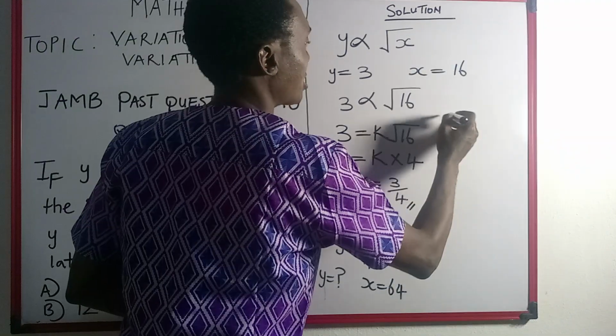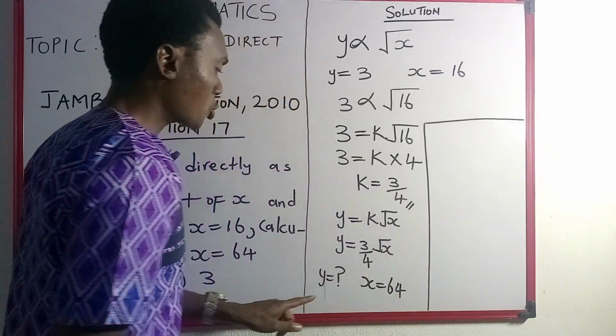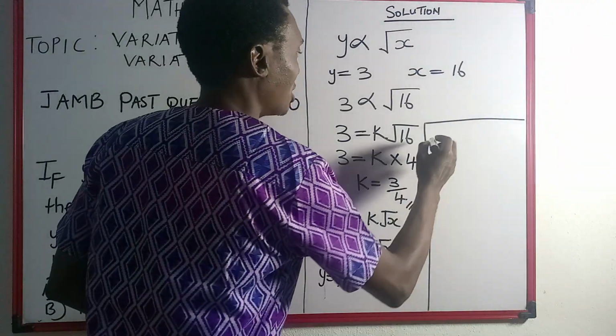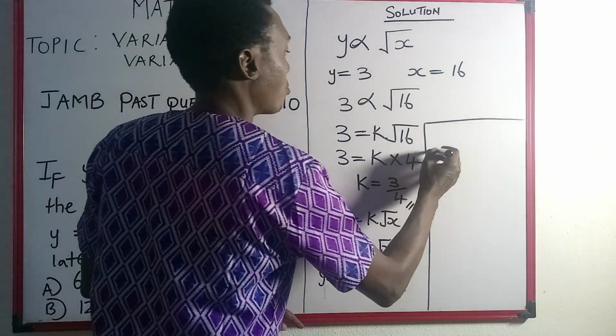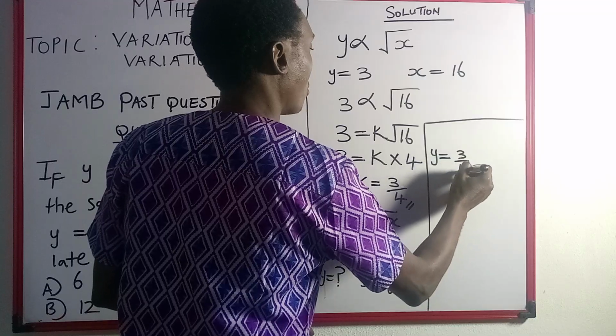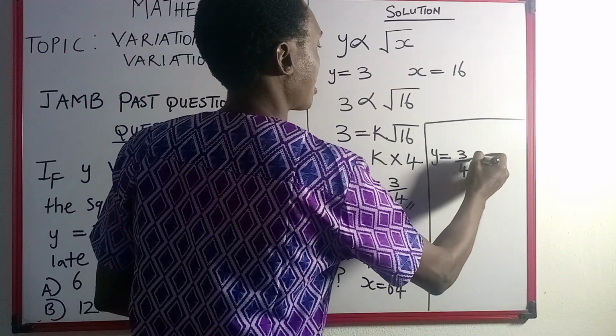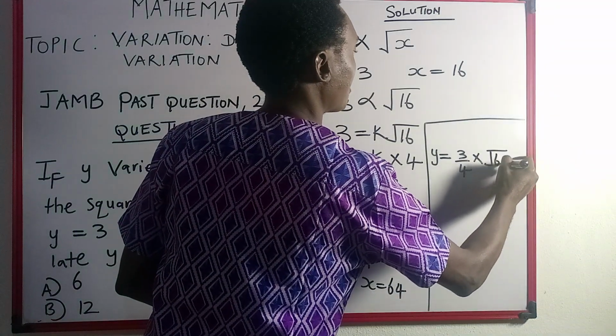Okay, so what do we do next? So let's use this place. So we're finding this our y. So y is already 3 over 4 square root of s, right? Okay, so put your y here. So 3 over 4 square root of s. So what is the square root of s? 64. Put your 64 there.